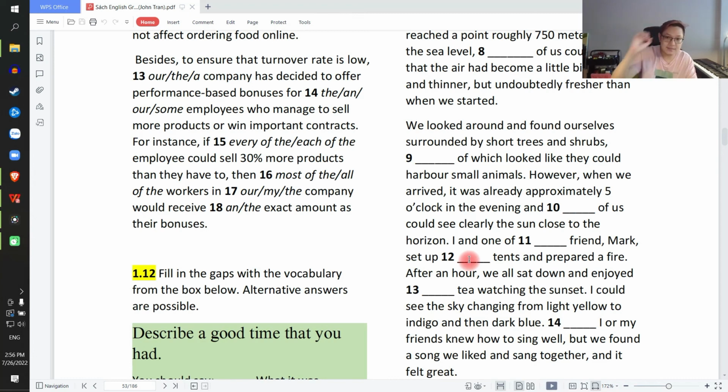Because there are many tents, they are for everyone, right? So it's our tents, which sounds more correct. Set up our tents and prepare a fire. Me and a friend of mine named Mark set up our tents and prepared the fire.